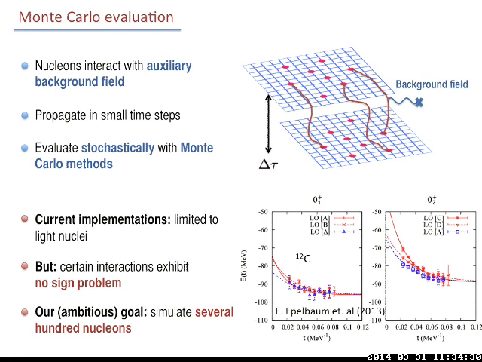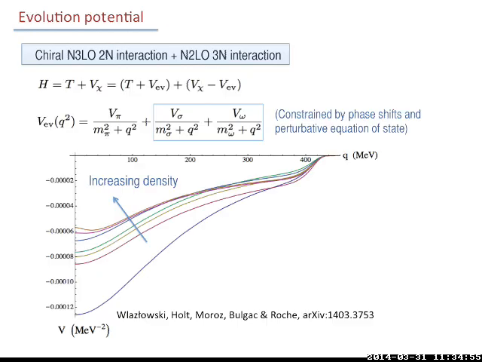So yeah, a similar procedure is currently being used, in particular by Dean Lee and collaborators. But since chiral nuclear forces exhibit the sign problem, they're nevertheless restricted to rather light systems. So our rather ambitious goal is to simulate several hundred neutrons using potentials that don't exhibit the sign problem.